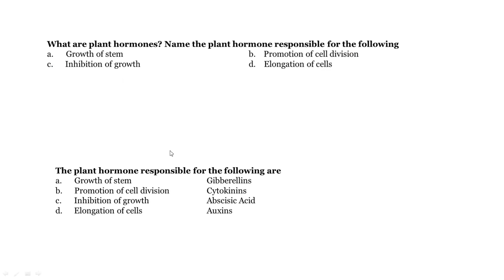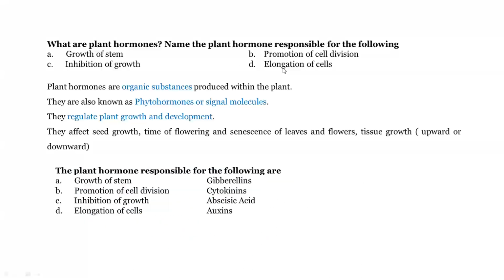Now, what are plant hormones, and name the plant hormone responsible for the following. First part: plant hormones are organic substances which are produced within the plant. You need to write this. They are also known as phytohormones or signal molecules. They regulate plant growth and development, and they affect seed growth, time of flowering and senescence of leaves and flowers, tissue growth, either upward or downward.